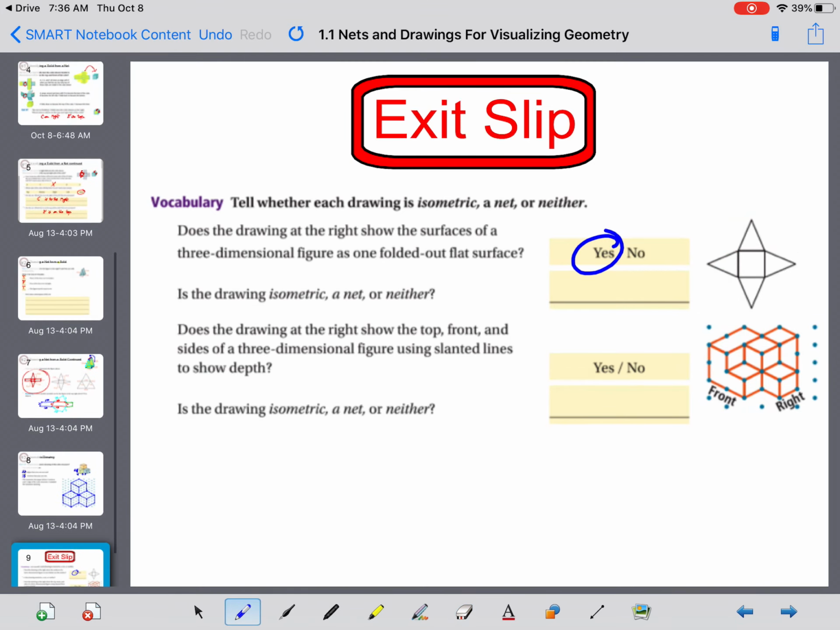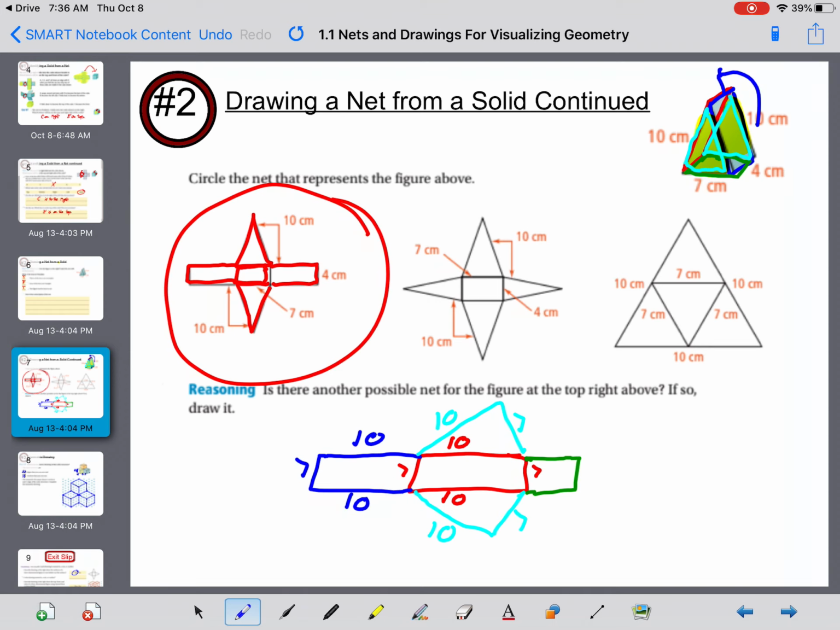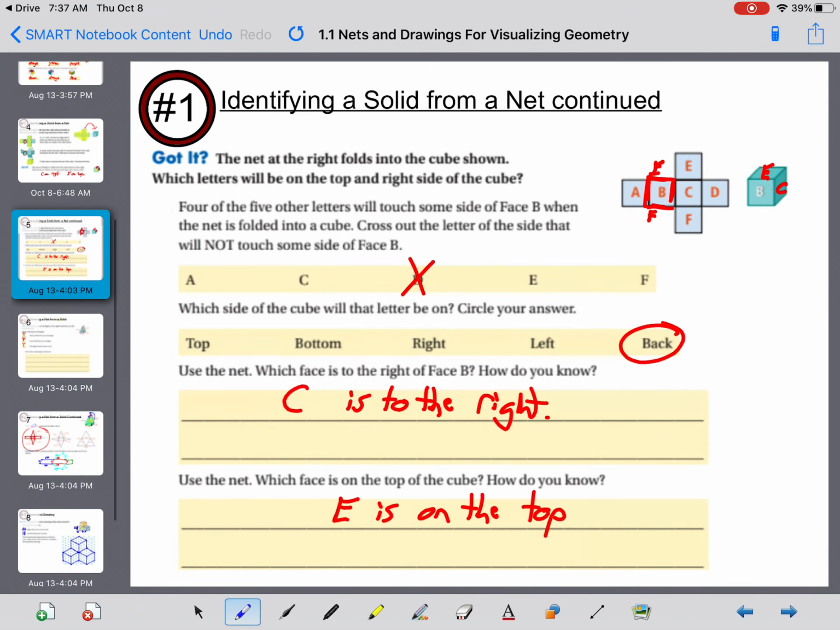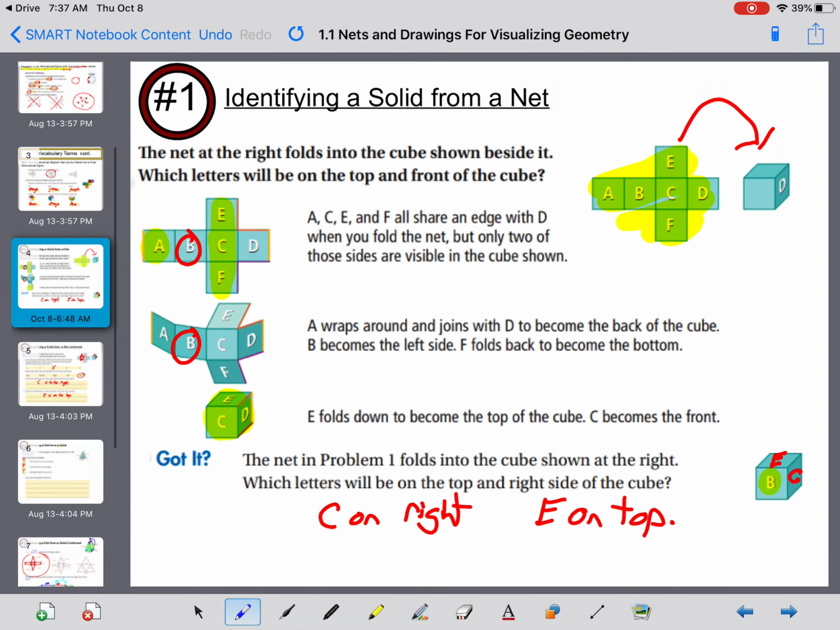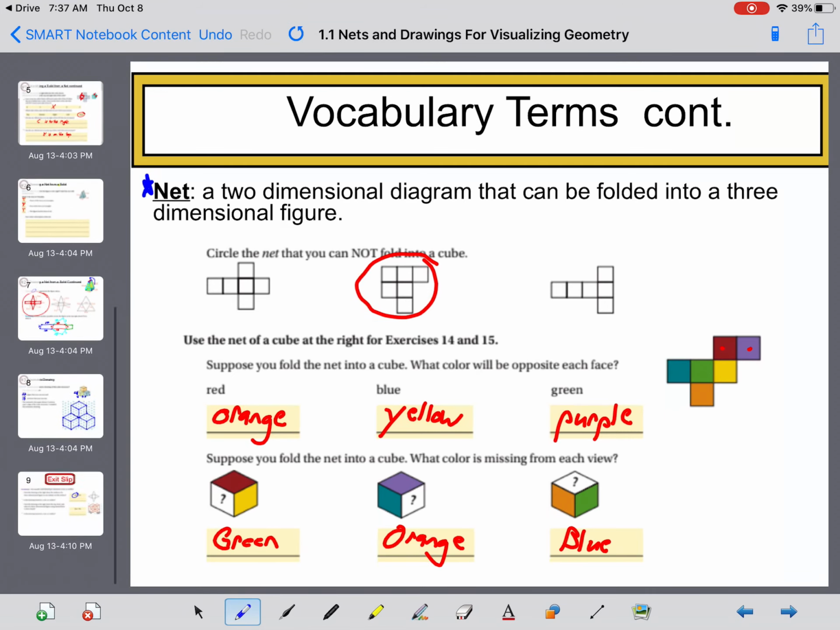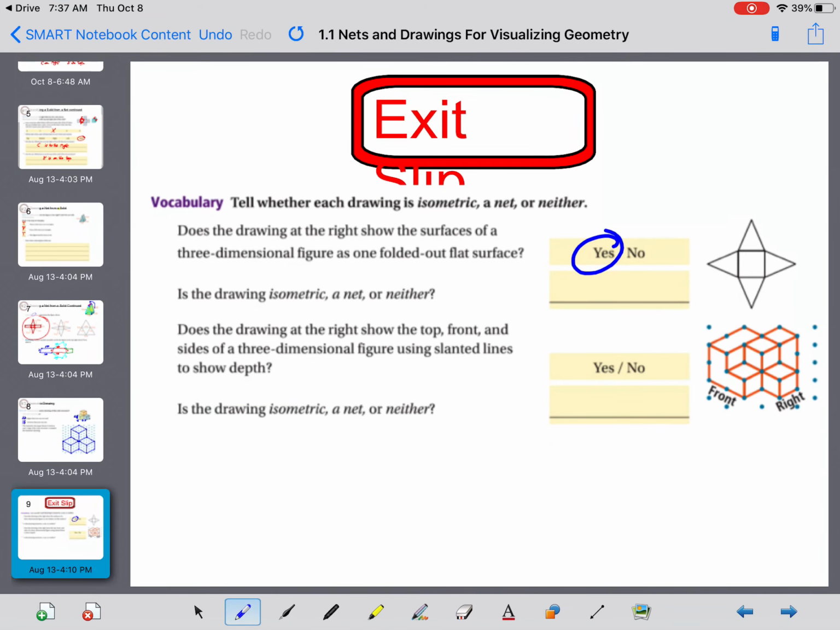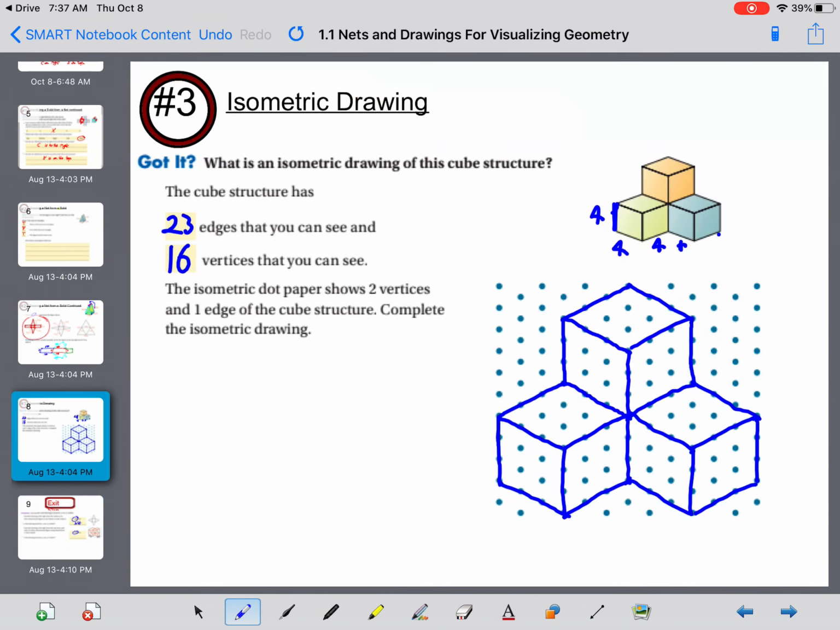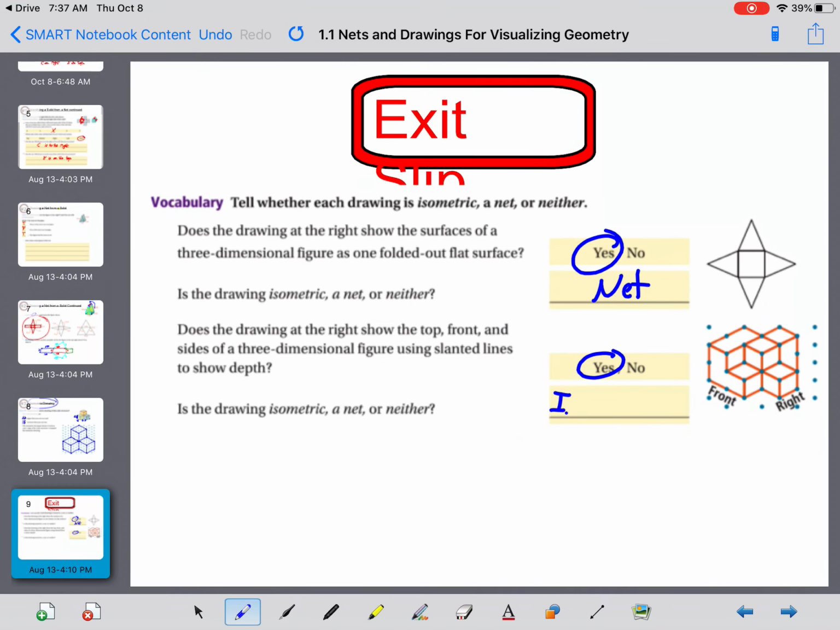Is the drawing isometric, a net, or neither? Well, what did we call those when we unfolded something earlier in the day? Circle the net, right? And what was the definition of a net? Right here. A two-dimensional diagram that can be folded into a three-dimensional figure. So, yeah, this is a net. Does the drawing at the right show the top, front, and sides of a three-dimensional figure using slanted lines to show depth? And the answer is yes. That's exactly what we just did, and we call those isometric drawings.